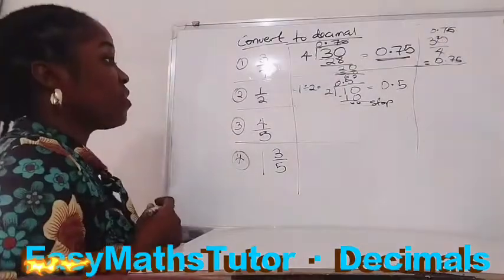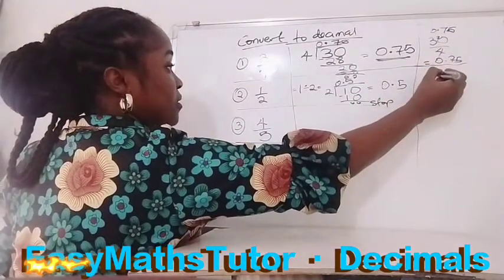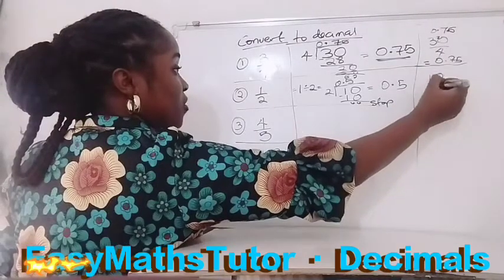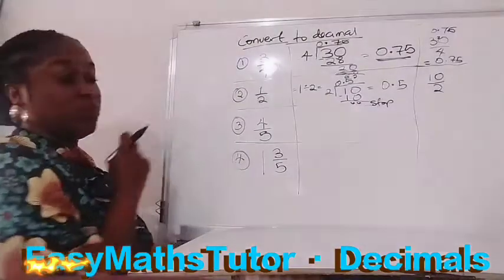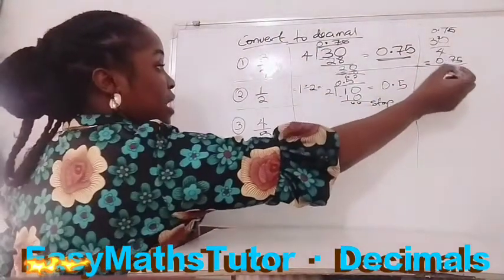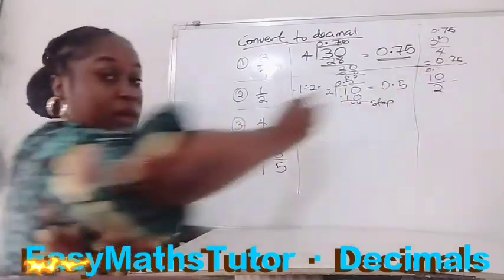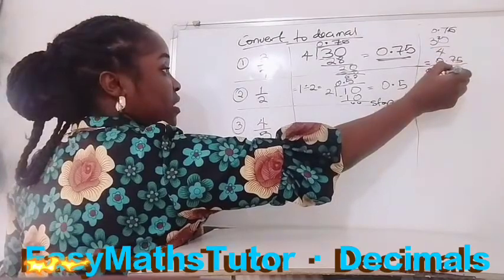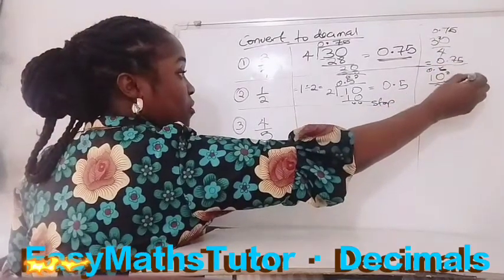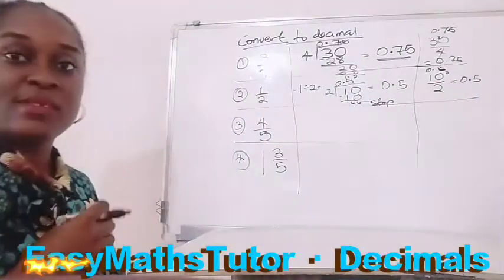So let's try our second method. Our second method, I usually say 1, and I put a 0 at the end of the numerator. So that 0 will give us 0 point, okay? Then 10 divided by 2 gives us what? 5, and there is no remainder. So the answer is 0.5. So that is that.